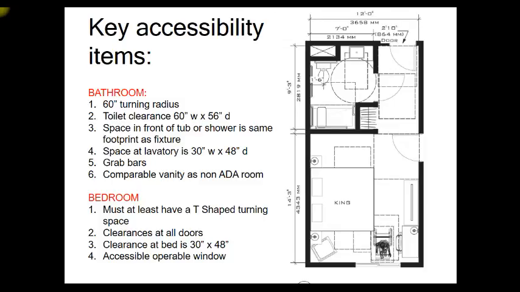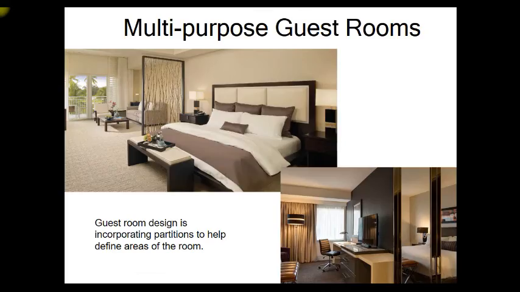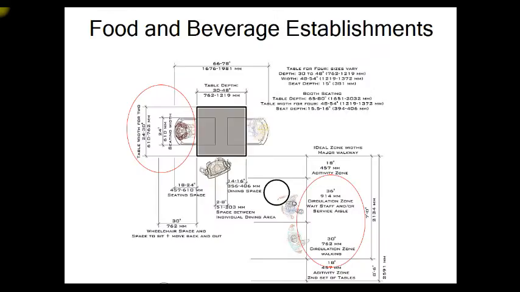And then in the bedroom itself, it must have a T-shaped turning space at minimum, clearances at all the doors, and then on each side of the bed or between the beds, we need this 30 by 48 inch wheelchair space. And because someone may need to wait in their room as an area of refuge, we need an operable window. We're seeing today's trends towards multi-purpose guest rooms where there may be a partition separating the functions of the space, such as an office space or seating space inside the bedroom.